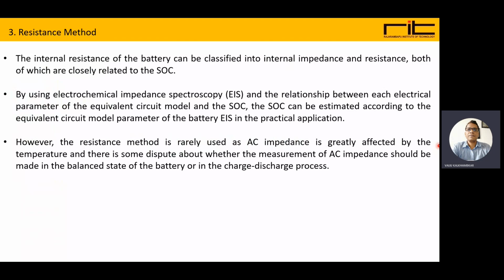Another method of SOC estimation is the resistance method. The internal resistance of the battery can be classified into internal impedance and resistance, both of which are closely related to the state of charge.